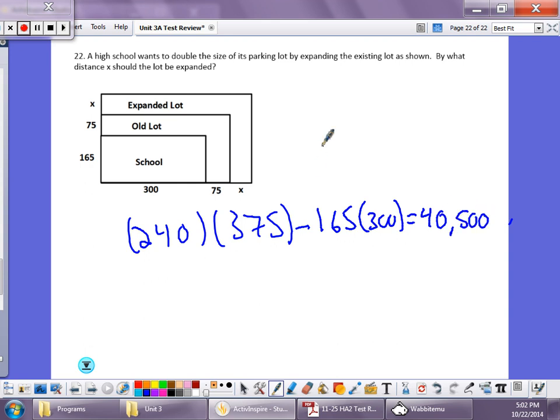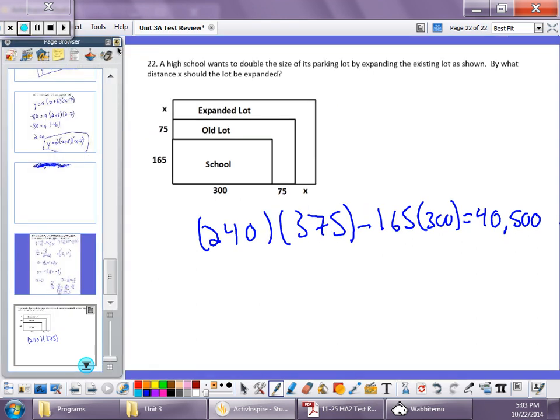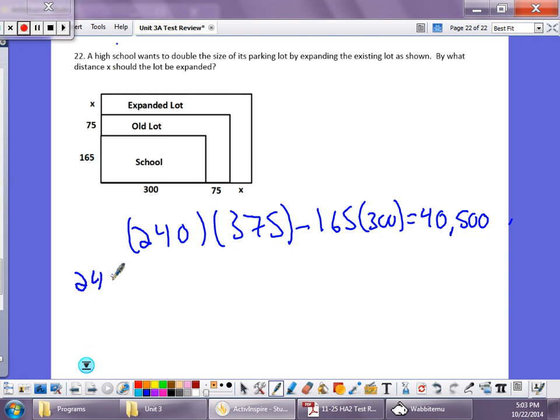Since this says I want to double the size of the old lot, the expanded lot has to be the same size as the old lot, and that will make it double. So to find this, so far I know that this big area here is 90,000, and the old lot is 40,500. The thing you always do is the larger area minus the smaller area. So my larger area is x plus 240 times 375 plus x. And then that's this whole area, and I need to subtract from that 90,000, which was the area of my old lot and school combined.